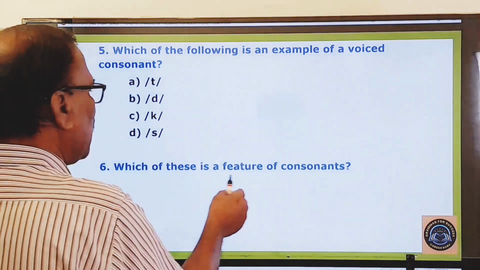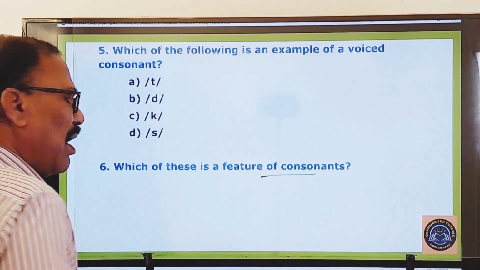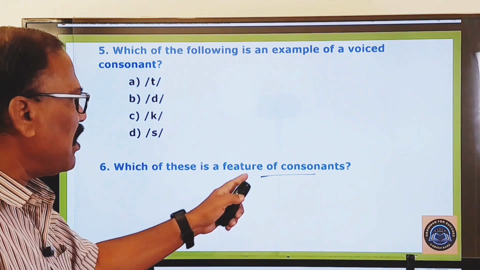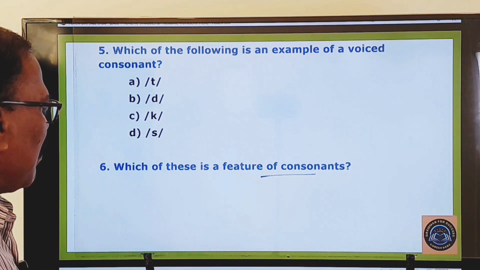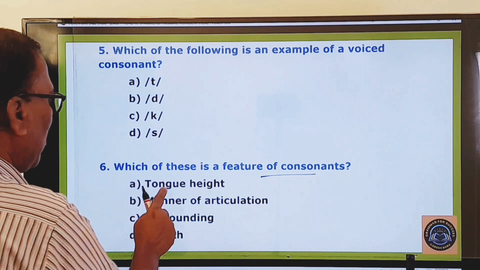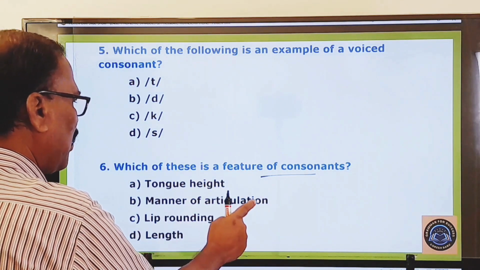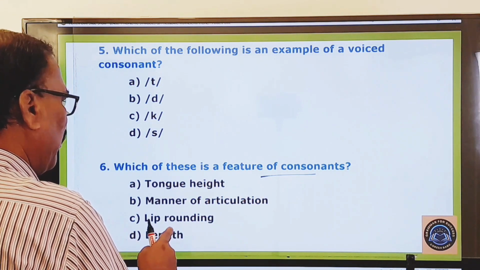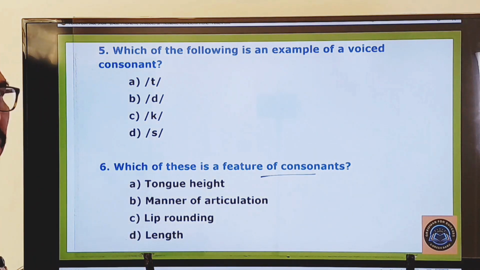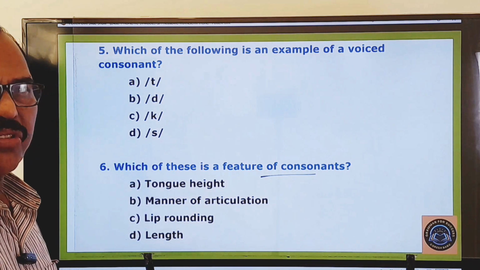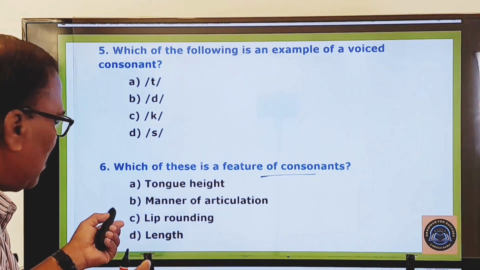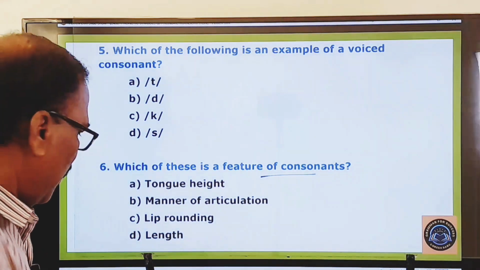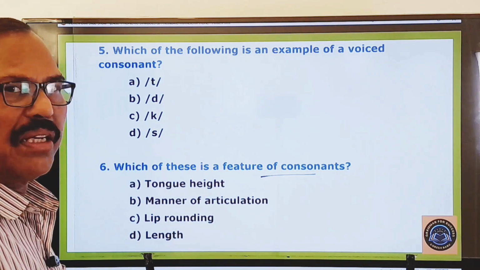Which of these is a feature of consonants? I have also talked to you about the features of consonantal sounds. What is the feature of consonants here? Tongue height, manner of articulation, lip rounding, length. These are the options given, out of which you can choose the right one. You know that very well. The answer is very clear in these options. You can choose it. Now you move on to other questions.